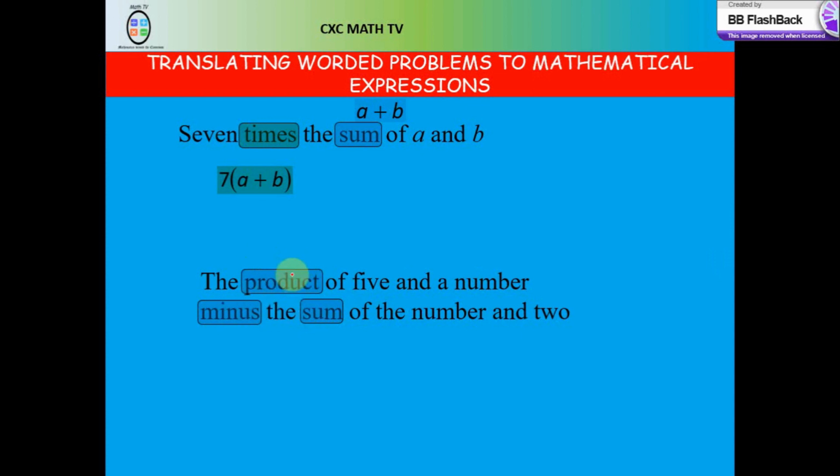So first thing you notice, we highlight the 3 operations, right? But the first thing we need is a product of 5 and a number. 5 and a number is x. And then we need to minus, so now we need to subtract. What are we subtracting? The sum of the number and 2. So the number, we call it x, and 2. So this is now 5x minus in bracket x plus 2.